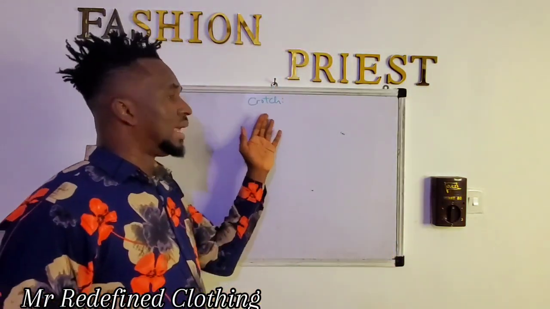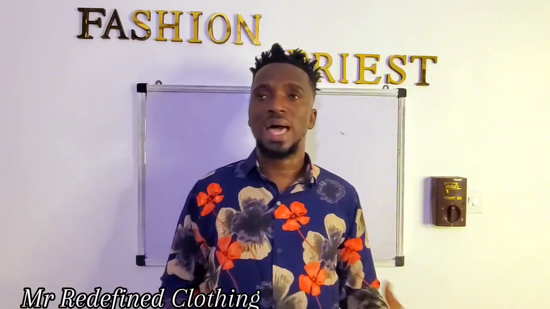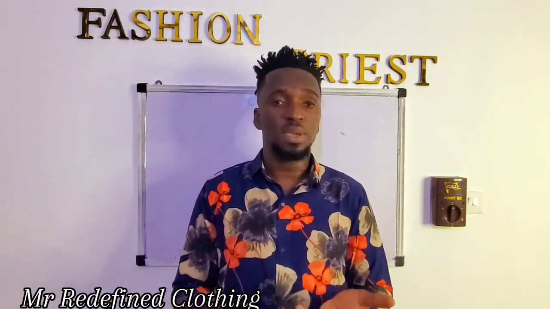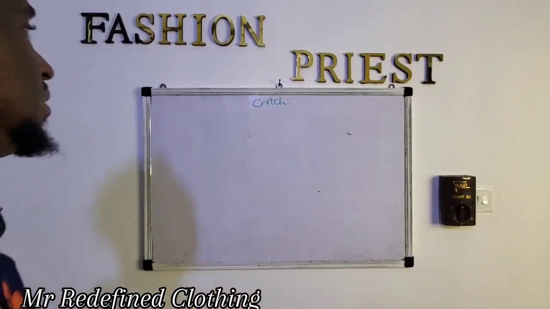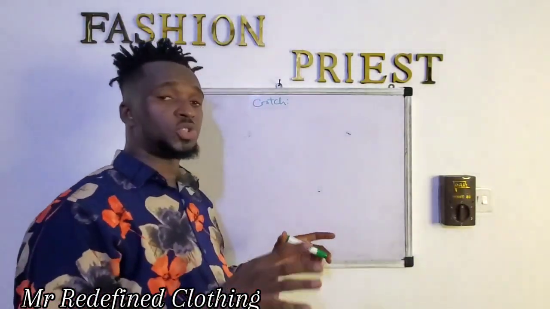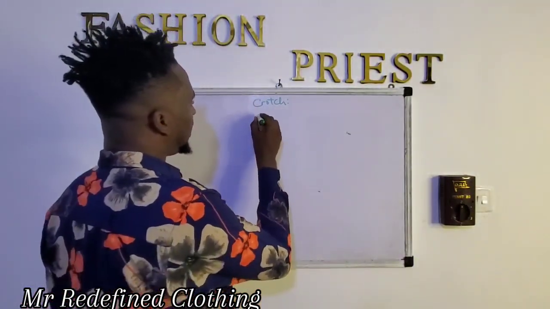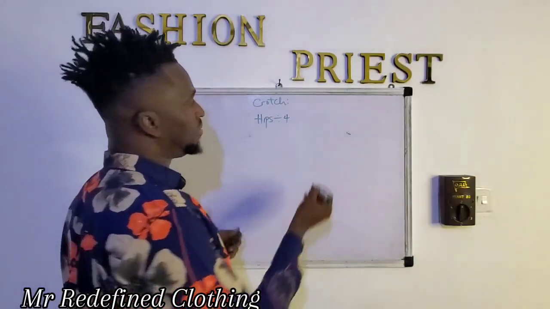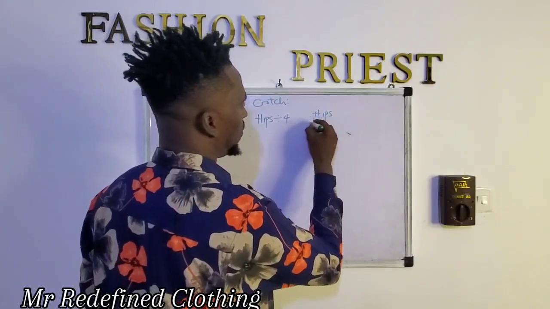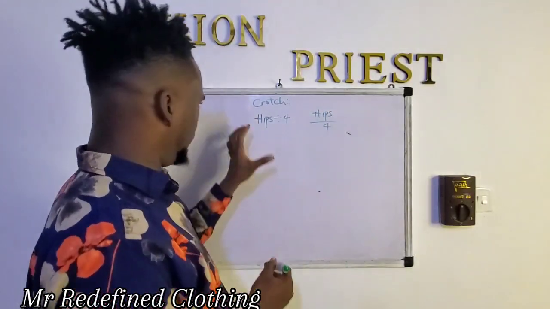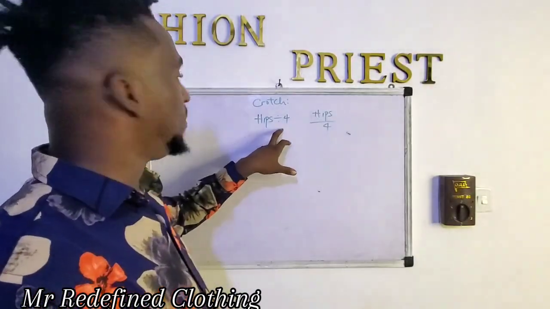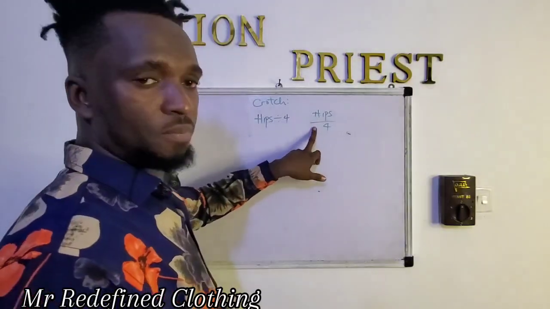Now, I said that there are other methods out there, but I want to share with you the one I use, how I use it, and how it has been working for me. So, like I was saying, the crotch has different formulas, but the one I'm going to show you is what I use: the hips of my clients divided by 4, which can also be written as hips over 4. Do you get it? This implies that whatever measurement I have for my client's hips, I will divide it by 4.